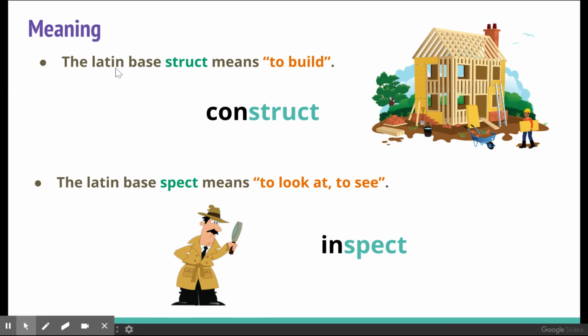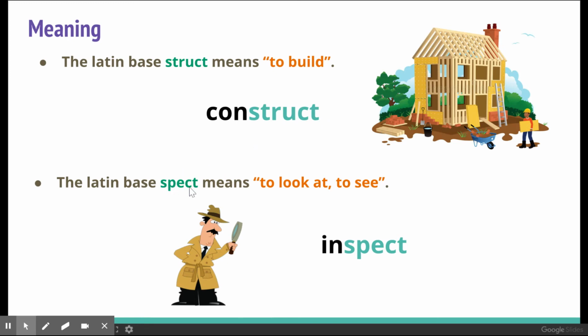So here we have the Latin base struct. Struct means to build. So that means the word construct gives us a clue as to the word meaning. We know that to construct something means to build it. Or we could say this is a construction site, meaning that they are constructing a building here.